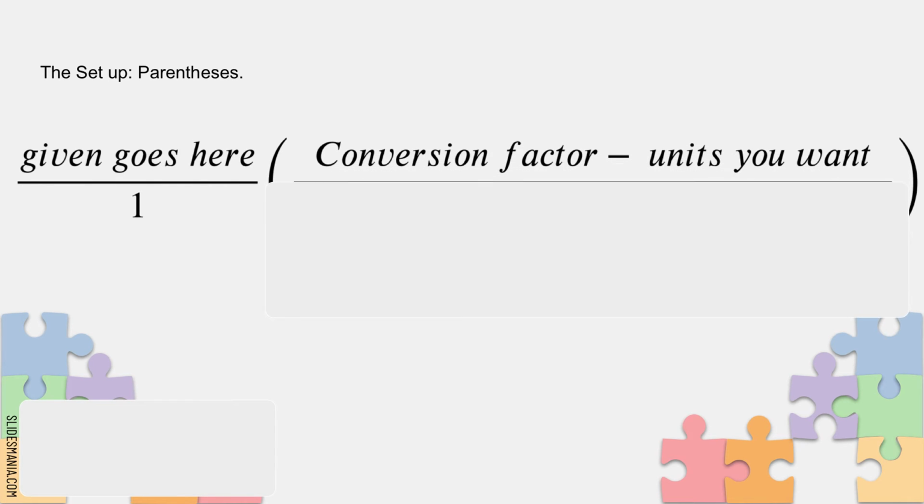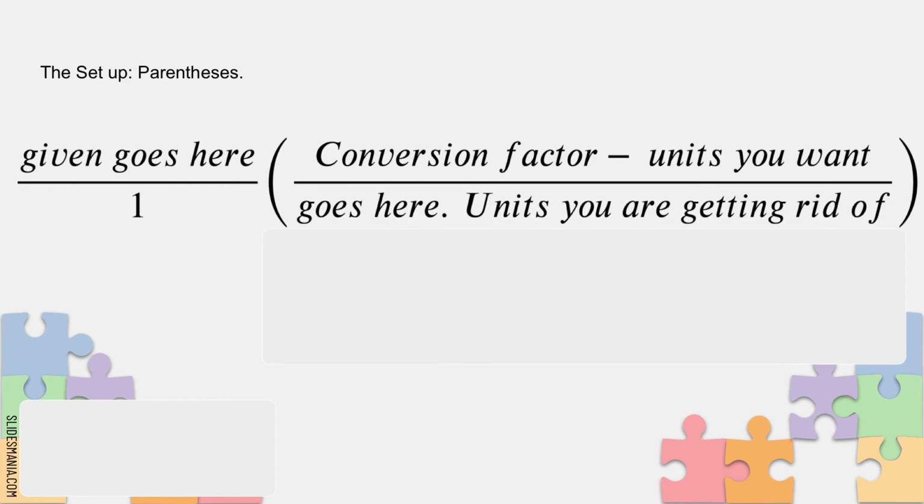Then I use my conversion factor, and the units that I want is on top, and the units I'm trying to get rid of goes on the bottom. Okay, so units you want on top, units you are getting rid of on bottom. It is the exact same thing as the railroad tracks, except instead of a line here and here, it's parentheses. It's the exact same thing.